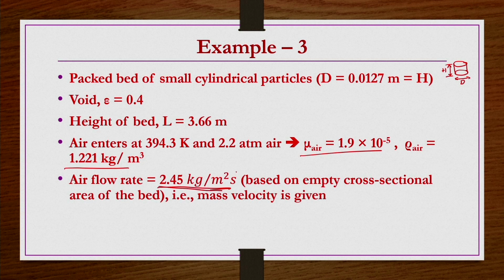Air flow rate is given in kg per meter square second, that is based on the empty cross section area of the bed. So, that means mass velocity is given. That is, G equals rho v naught bar is given, rather mass rate G is given. Okay. So, then what is the pressure drop? First, what we have to do is find the sphere volume equivalent diameter dp for these short cylinders, and then we have to find out what is phi s. If we remember phi s directly, we can use the short cylinder phi s value here.